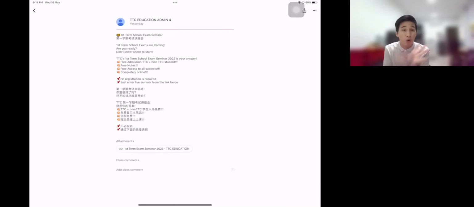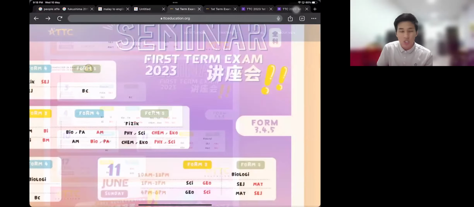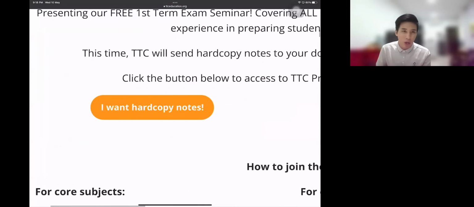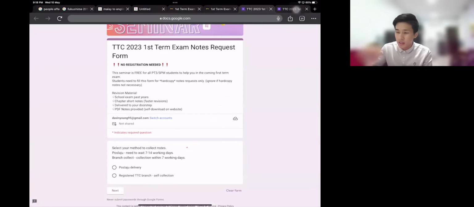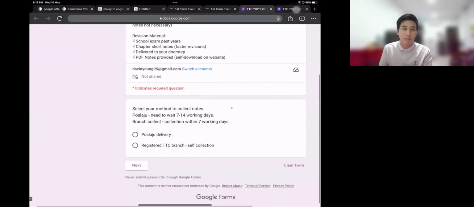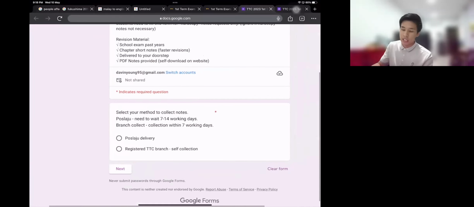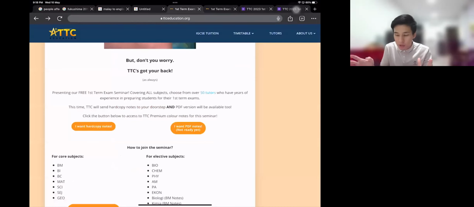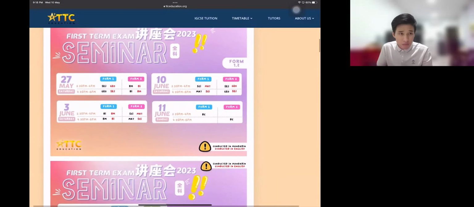But for the notes, how to get the notes? You just click into this link, and you'll be directed to this website. On top here, there's a button called I want hard copy notes. All you have to do is click, fill in this form, and they will post it to your house. So easy. Free delivery, better than Shopee, better than Lazada. You don't need to use a coupon. It's free this semester, so you can try any subject you want.